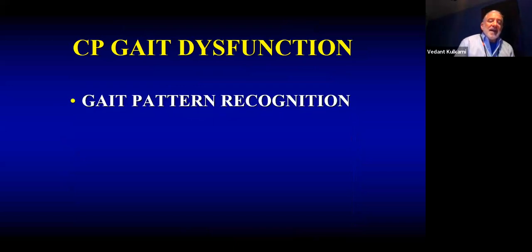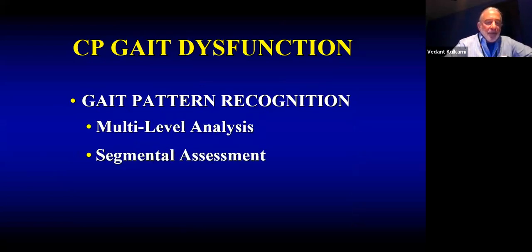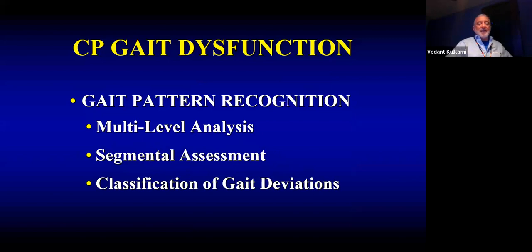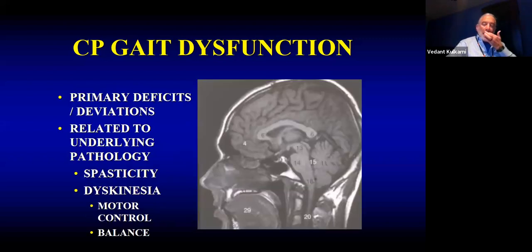So in these sessions, what we do is look to recognize common gait patterns by performing a multi-level analysis, segmental assessment, and classifying gait deviations. And we focus our treatment interventions on those deviations that are related to functional deficits. So let me share with you how we classify gait deviations. It's a three-tiered system. First are the primary deficits or deviations. These are related to the underlying spasticity or movement disorder. So directly related to the CNS injury.